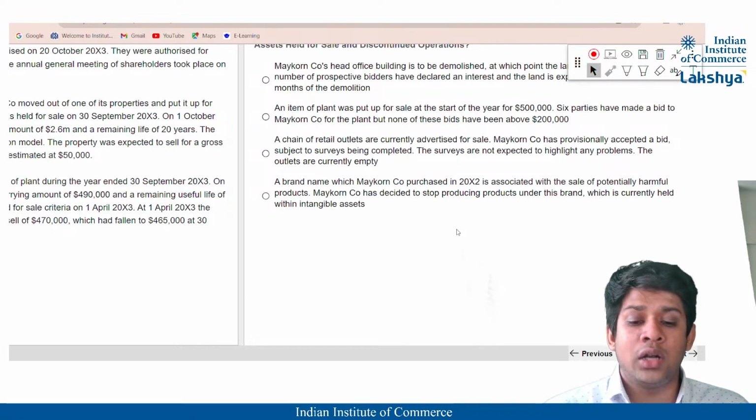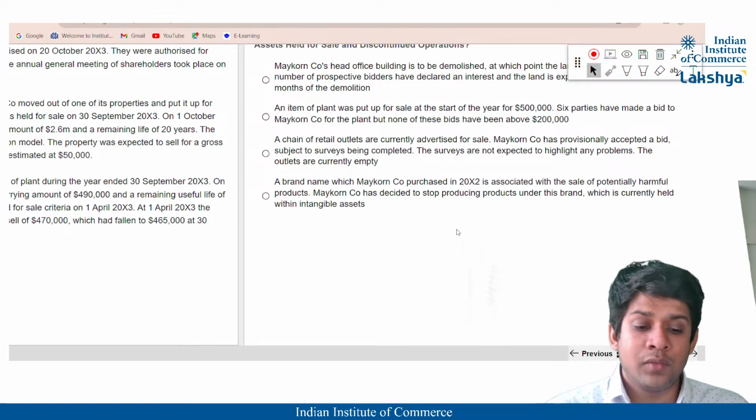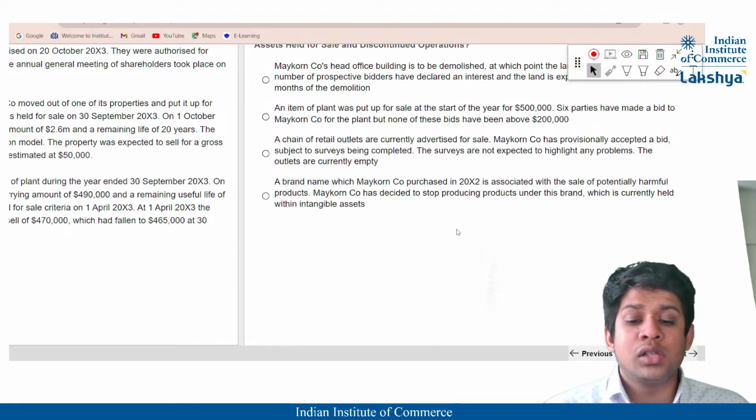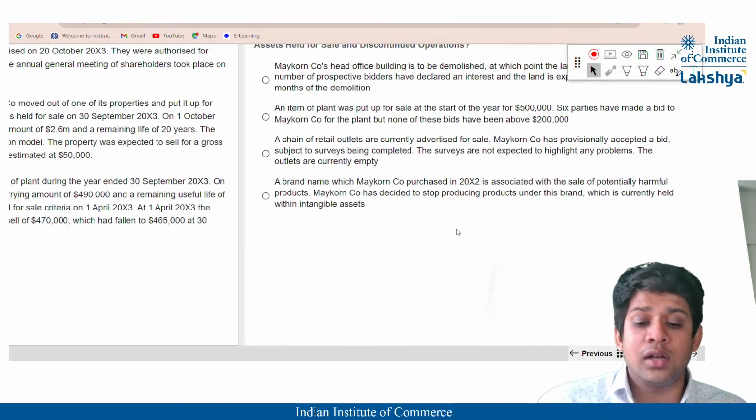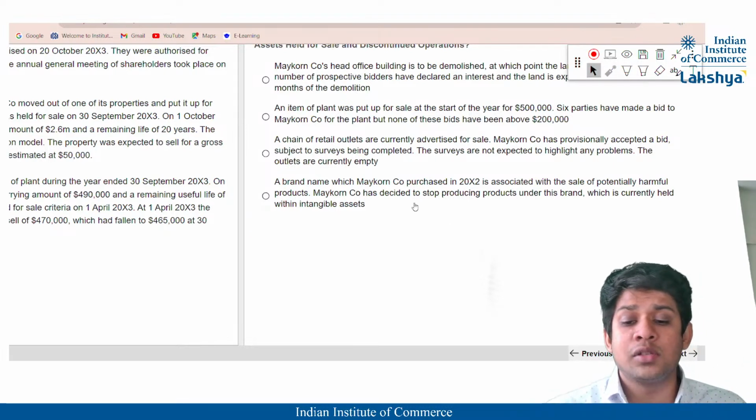A chain of retail outlets are currently advertised for sale. Macon Company has provisionally accepted a bid subject to surveys being completed. The surveys are not expected to highlight any problems. The outlets are currently empty. That means technically this would be an appropriate response, right? Because the outlets are empty, that means they are held for sale, you can say, because the company is not making use of it. Secondly, they are advertised for sale. Thirdly, if they have accepted the bid, that means they are advertised at correct fair value terms. So yes, I can say C is going to be the correct option.